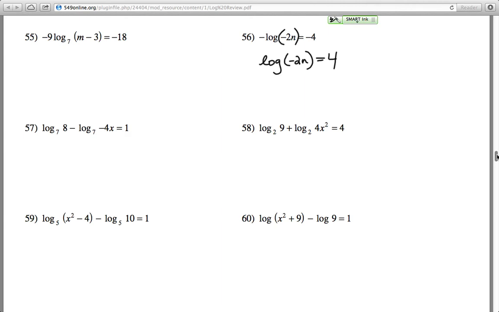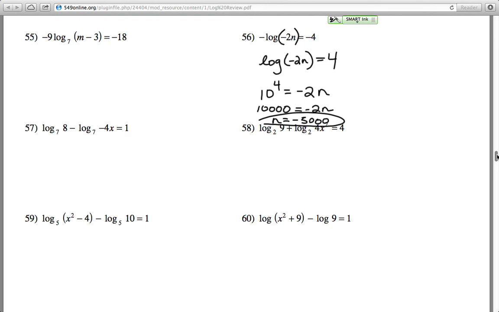Now we convert it to a what? You want to figure out a log? Convert it to a 10 to the what? 4. Equals negative 2n. There you go. That'll be 10,000. 4 zeros. Not too hard. Divide by negative 2. What are you going to get n to be? Negative 5,000. There's your answer. And if you check it and plug it in, is it going to make it positive in the original one? Yes, you're good to go.